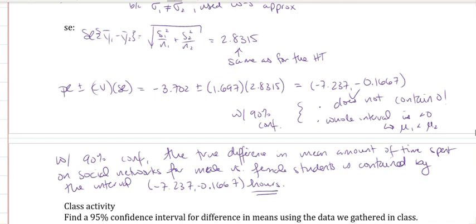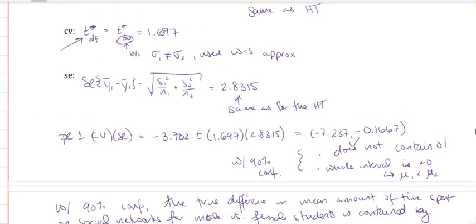And because this interval contains that true difference with 90% confidence, I'm willing to believe that a difference exists. I'm willing to believe that males spend less time than females on social networks, on average. And that's all I wanted to do. The important part was for you to see how to calculate the standard error. The important part was for you to see how to use this Welch-Satterthwaite approximation to get these degrees of freedom. So I hope this helped clarify some things, and good luck.